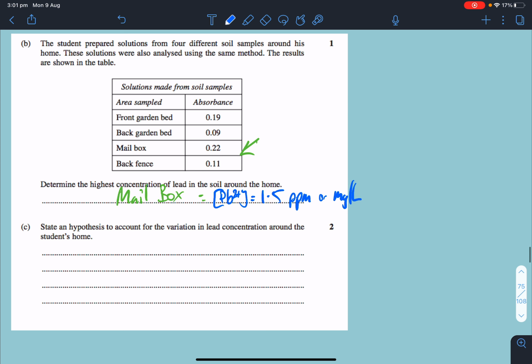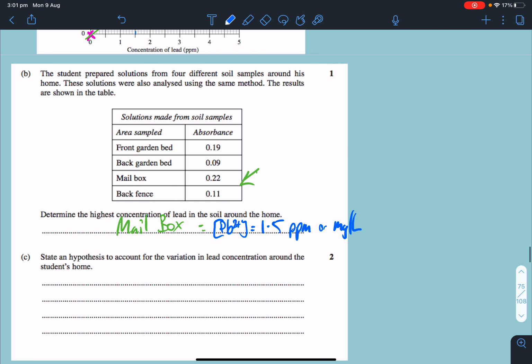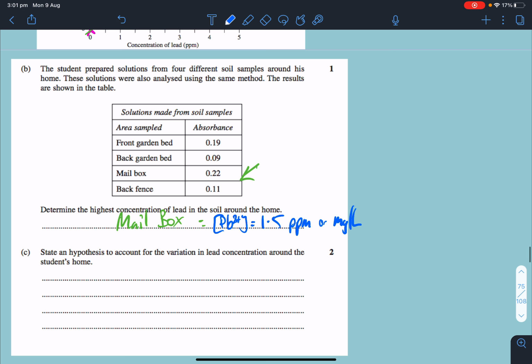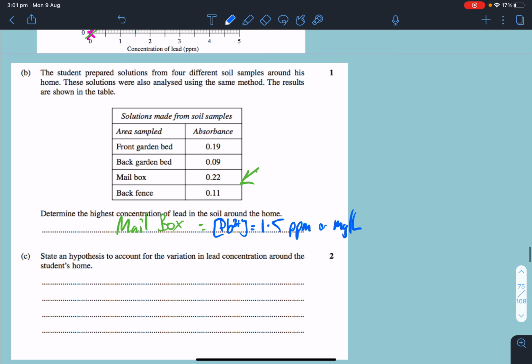State a hypothesis to account for the variation in lead concentration around the student's home. So the highest was at the mailbox, and the second highest was the front garden bed, which I'm assuming is near the mailbox. The back garden and the back fence had much lower. So concentration was highest at the front of the house and lowest at the back of the house.